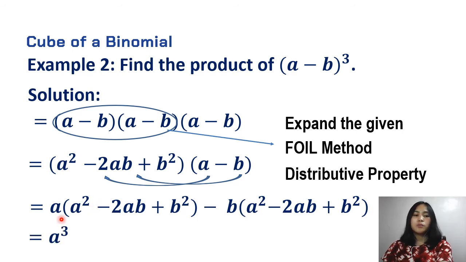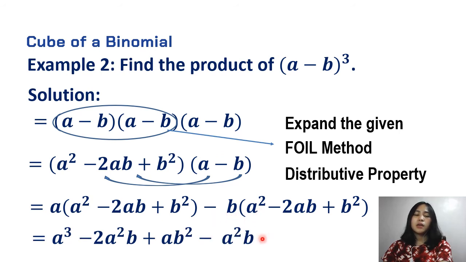A cubed, a multiplied by negative 2ab is negative 2a squared b, a multiplied by positive b squared becomes plus ab squared. Now, negative b multiplied by a squared becomes negative a squared b. Negative b multiplied by negative 2ab. Okay. Remember, negative b is multiplied by negative 2ab.